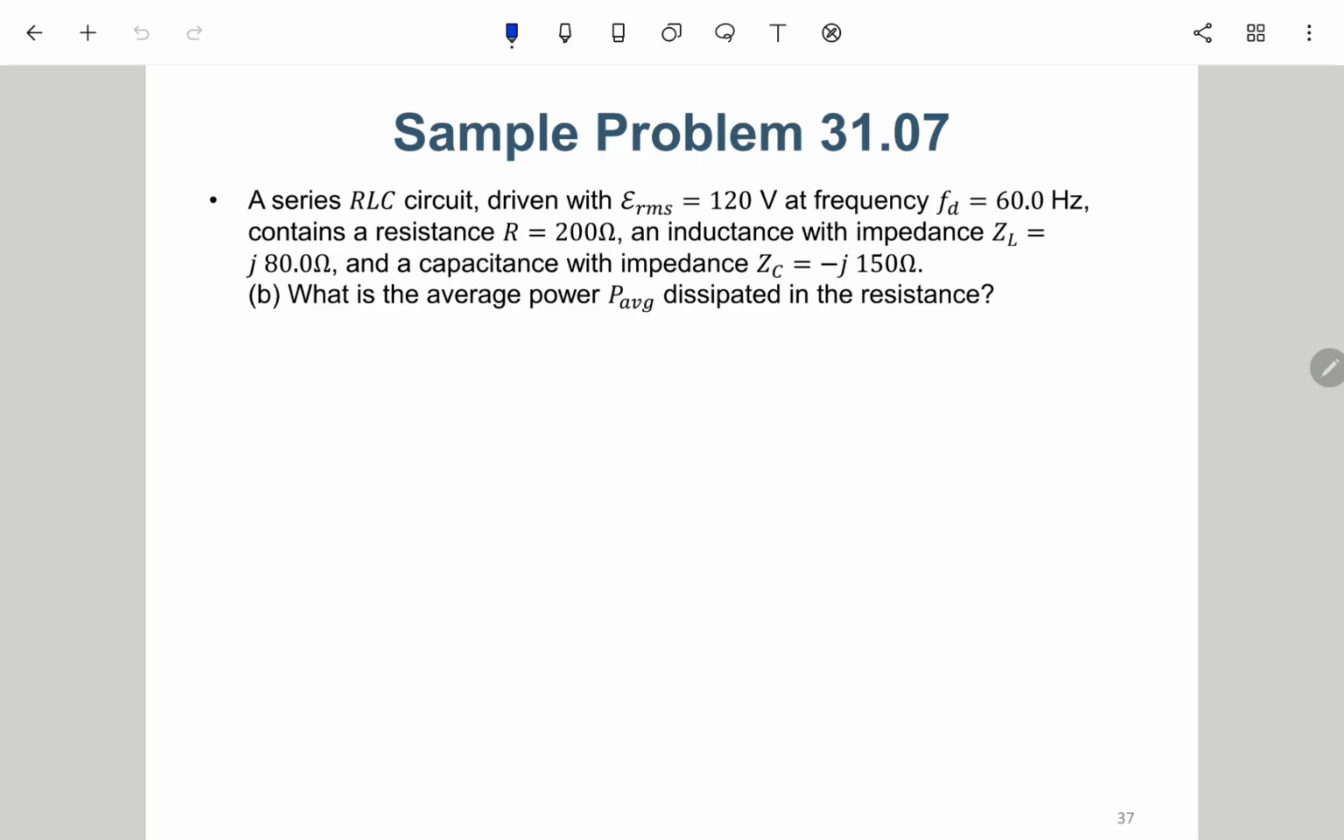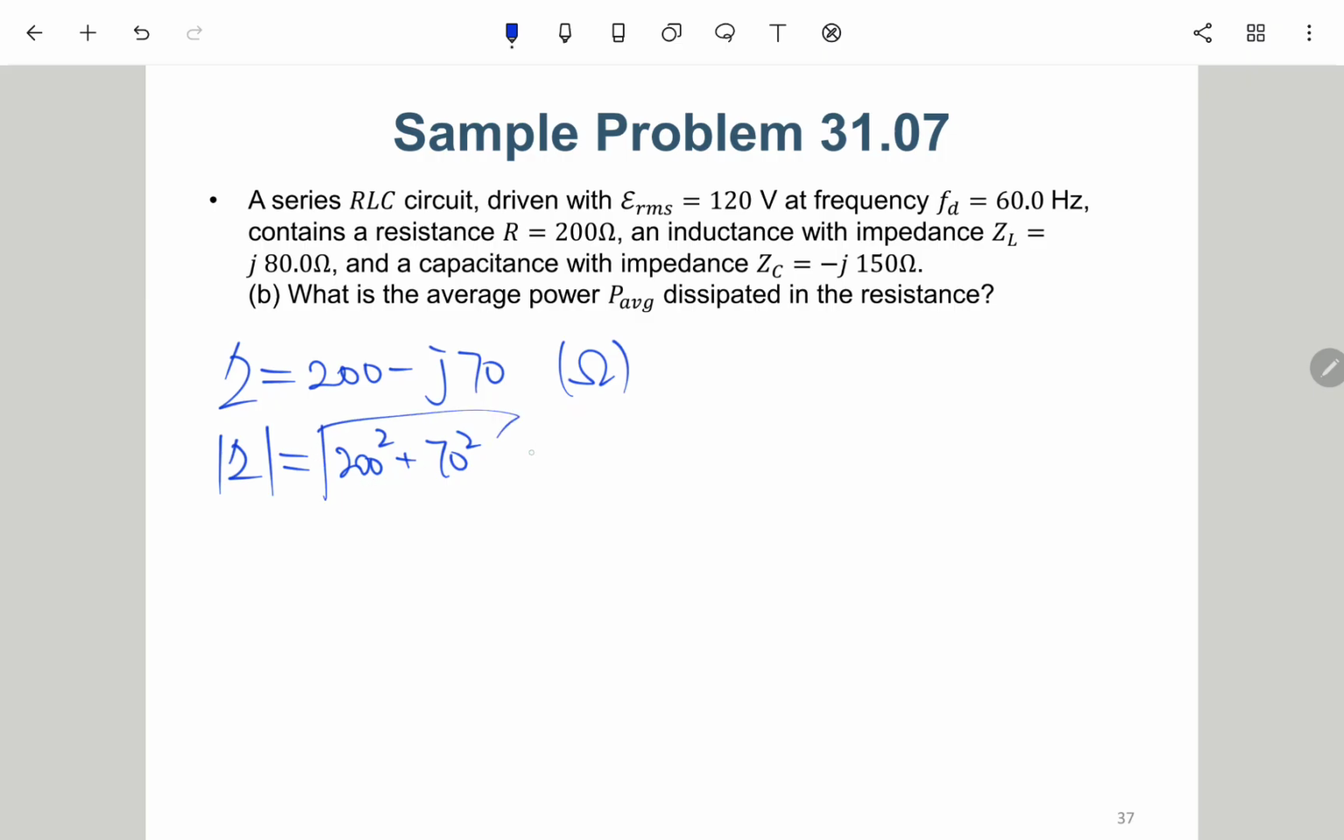Actually, we call that Z is 200 minus j70 ohm. So if we take the absolute value of Z, which will be the square root of 200 squared plus negative 70 squared, that will be 211.9 ohm. Okay, so this is the absolute value of the impedance.